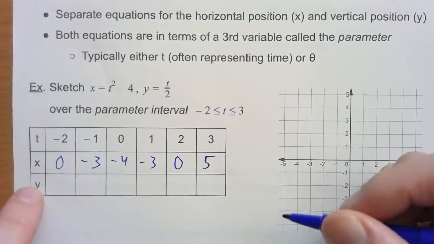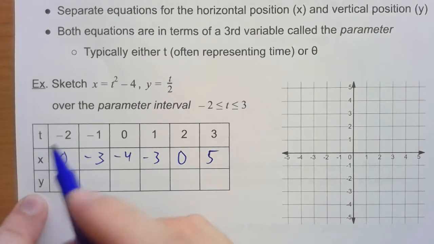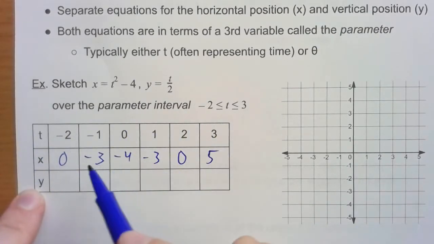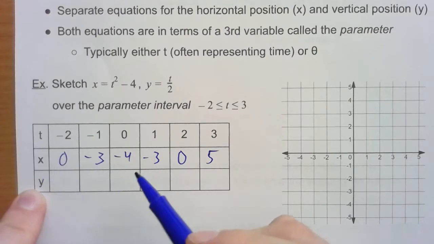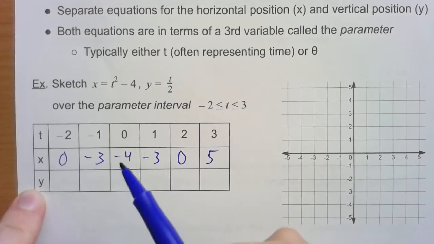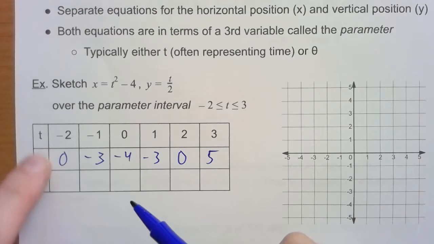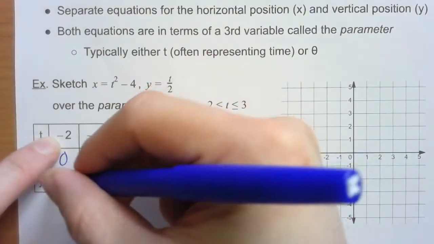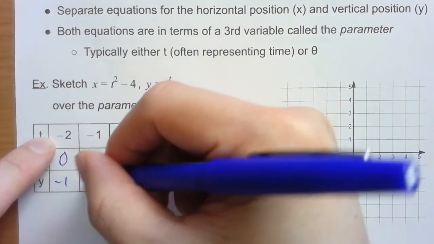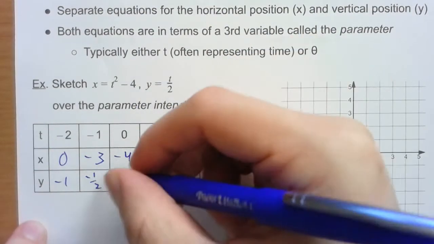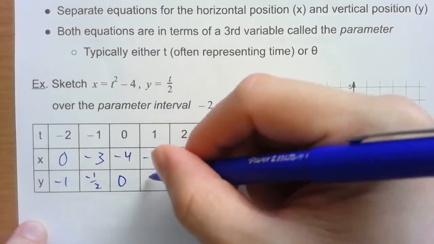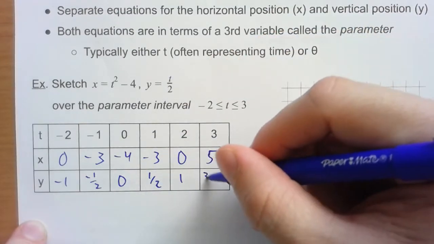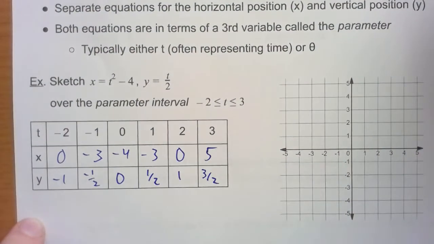Then be really careful when you're finding the y. Make sure you remember to use the numbers for t here. Ignore this x row for a second. When people are going too fast and not being careful, they'll slip and take the x and plug it into this equation. So make sure you use these numbers here. So -2 divided by 2 is -1, then -1/2, 0 over 2 is just 0, 1/2, 2 over 2 is 1, and then 3 over 2 is 3/2.